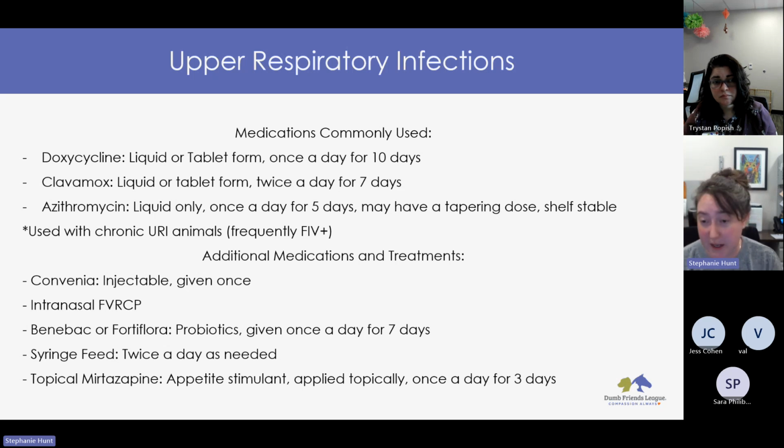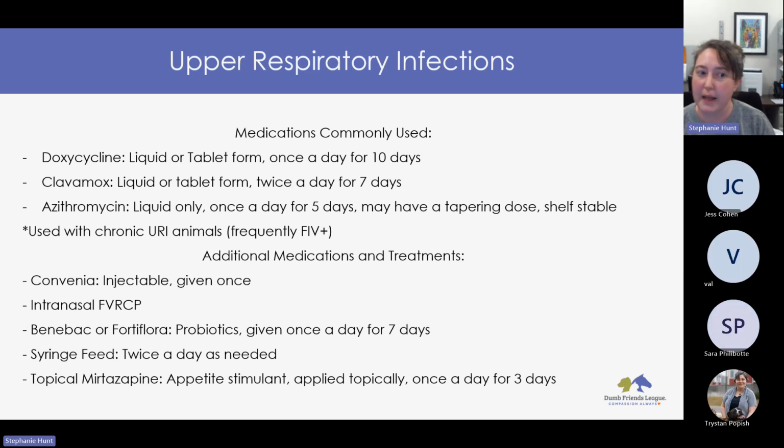If the animals are not responding to the course of doxycycline, then Clavamox is the second antibiotic that we'll use, unless it's a neonatal or a nursing kitten. Because of some of the side effects that doxy can potentially cause, we might choose to do Clavamox first and then do doxy as a second course of antibiotics. But either way, doxy and Clavamox are going to be in a liquid form for kittens and cats. We do have tablets if we're using them for dogs, so they're bigger, heavier, higher doses. Doxy is going to be once a day for 10 days. Clavamox is typically twice a day for 7 days.